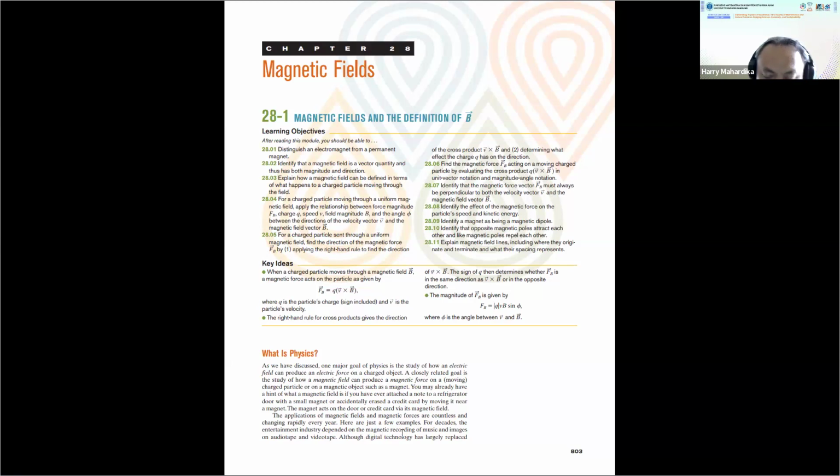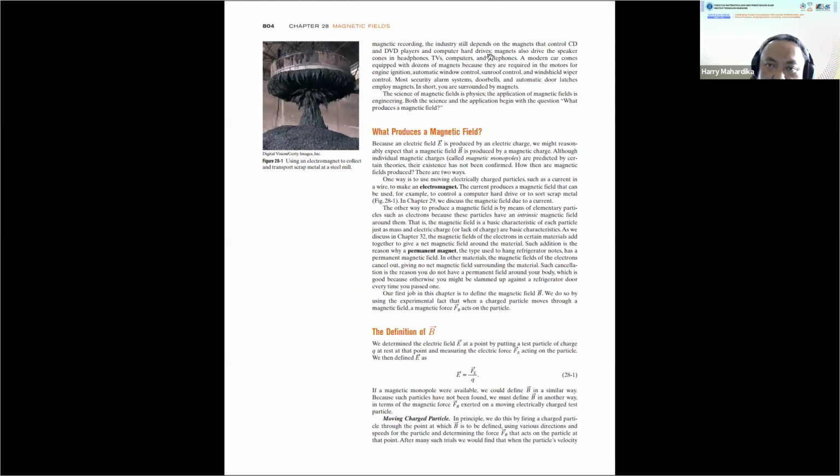In the early 20th century, we used electric fields for recordings, using magnetic recording of music and images on audio tape and videotape. Although digital technology has already replaced magnetic recording, the industry still depends on the magnet that controls CD and DVD players and computer hard drives. Magnets also drive the speakers in phones.